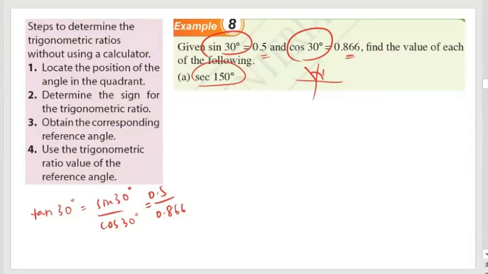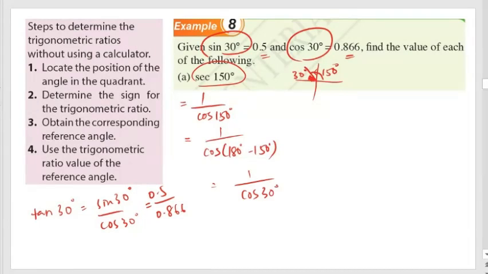Second positive angle, 150. Secant we change into cos first, reciprocal, 1 over cos 150. What is the reference angle or basic angle? The basic angle is 30 degrees, right? 1 over cos of 180 minus 150, so you get 1 over cos 30 degrees. Here, is cos 30 positive or negative? Cos is the x coordinate, and the x coordinate here is negative. So you need to put negative. The value is negative 1 over cos 30 degrees.